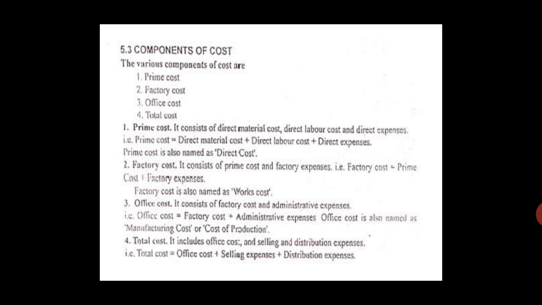And then finally is the total cost, because we not only have to produce, but you have to sell it also, you have to distribute it also. So total cost includes the office cost plus selling and distribution expenses. As I was telling, selling means you should have some agents, advertisements, some offices, and distribution, logistics will be there. So all this will come in selling as well as distributing expenses. So total cost is equal to office cost plus selling expenses plus distribution expenses.